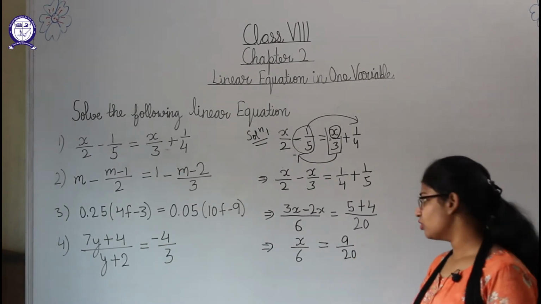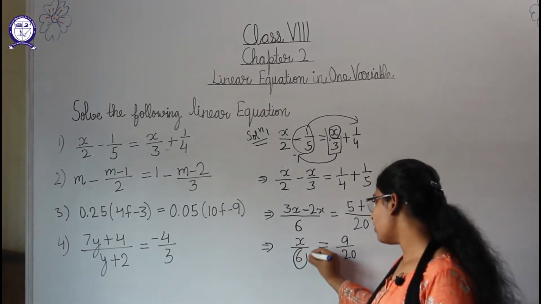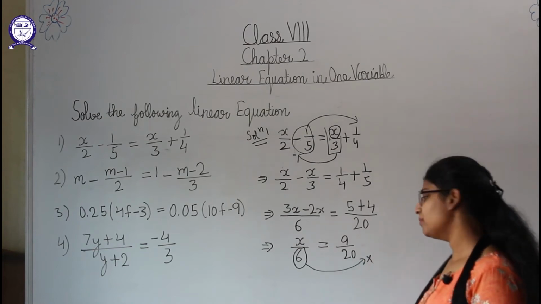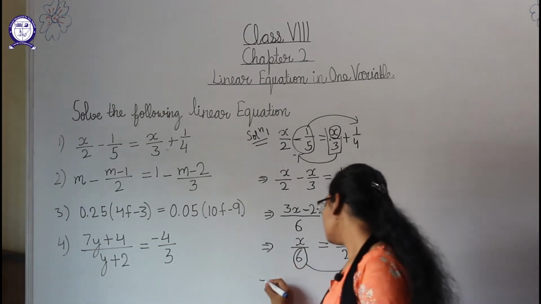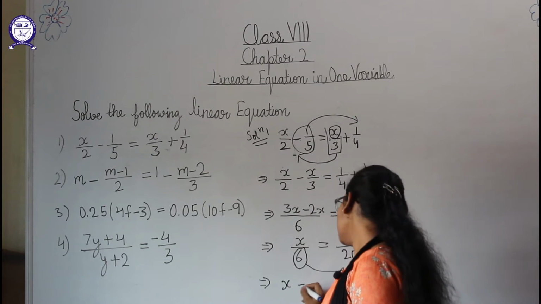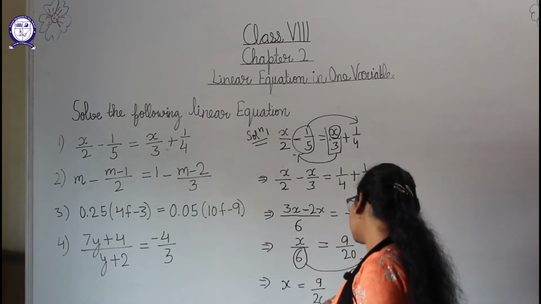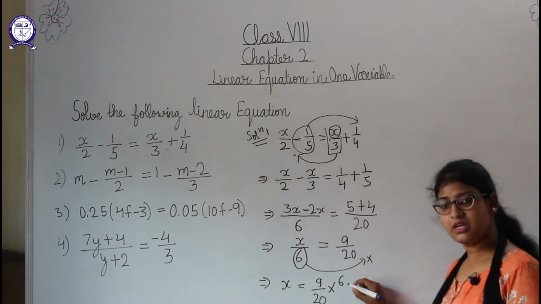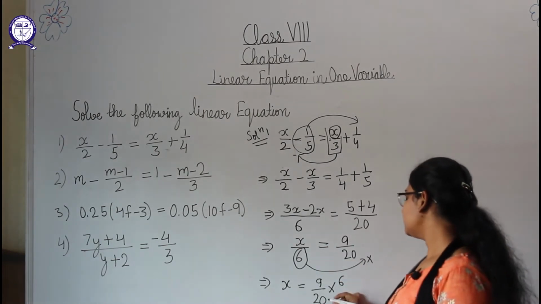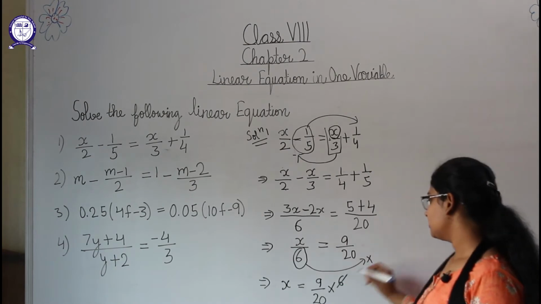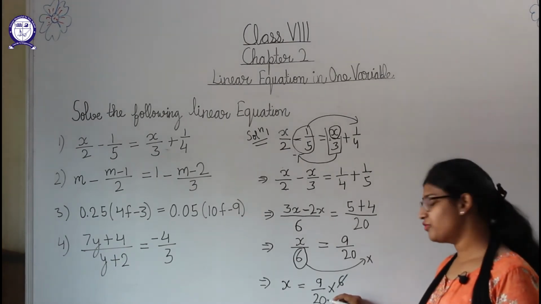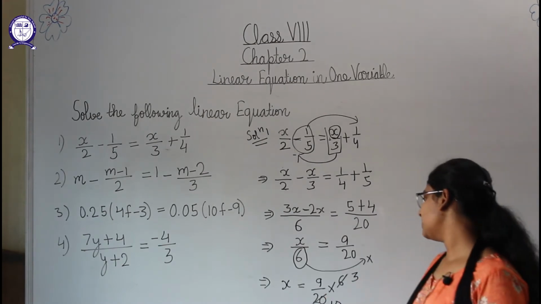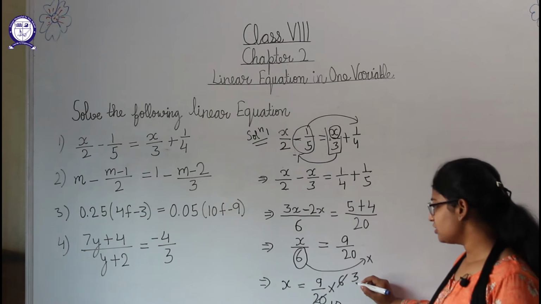Now what we have to do: here 6 is in division with x, so when it comes to that side it will be multiplied. So x will be equal to 9 by 20 into 6. As 6 is in division here, it will be multiplied here. Now we will try to cancel them out. They both come in the table of 2, so 2 threes are 6 and 2 tens are 20. Now can we further solve it?